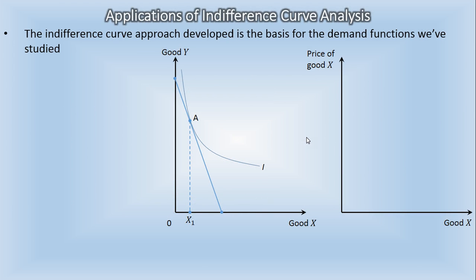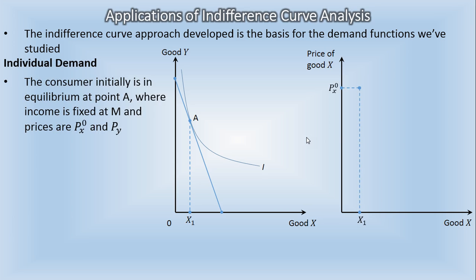So the indifference curve approach developed is the basis for the demand functions we've studied. Let's say the consumer has a budget line and consumes at the optimal consumption bundle, which again represents the most affordable and most preferred combination of goods X and Y. We're going to get to the individual demand curve for this consumer by considering price changes. Initially the consumer is at point A, where income is fixed at M and prices are P0X and Py.